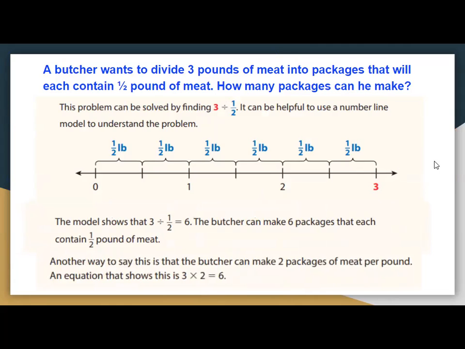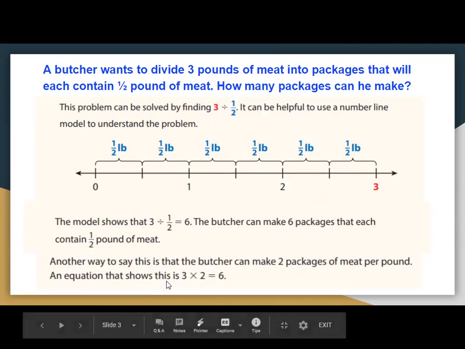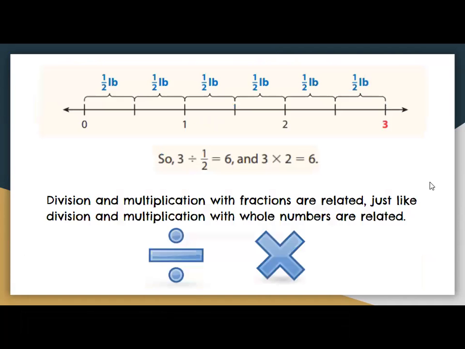Another way to say this is that the butcher can make 2 packages of meat per pound. Because if here's 1 pound, he can make 2 packages. Here's another pound, he can make 2 packages. And here's the third pound, he can make 2 packages. An equation that shows this is 3 times 2 equals 6. So 3 divided by 1/2 equals 6, and 3 times 2 equals 6. Division and multiplication with fractions are related, just like division and multiplication with whole numbers are related.